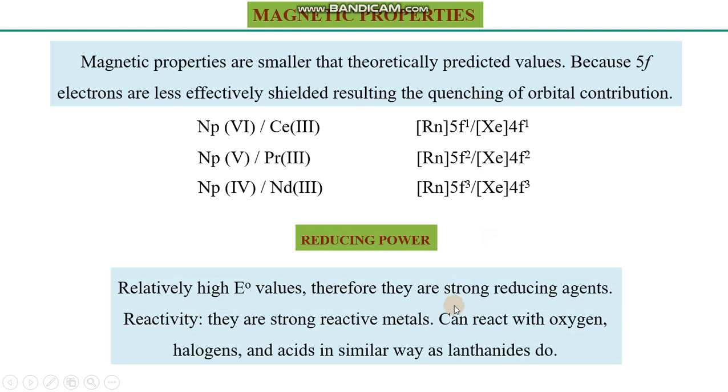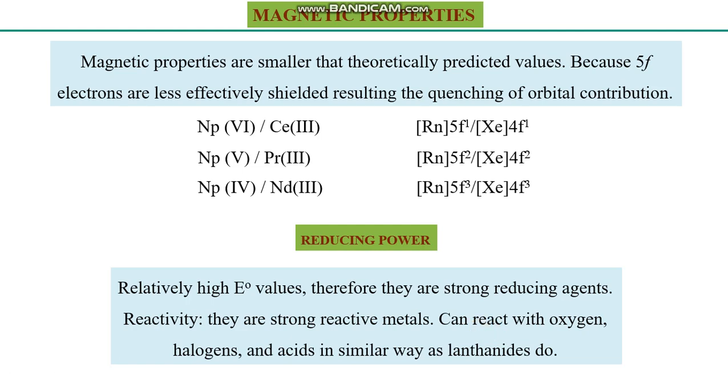Regarding the reducing power of actinides, their electrode potential is relatively high as compared to lanthanides, and whenever the electrode potential values are high, this makes them more reactive, and on the basis of this reactivity they are strong reducing agents as compared to lanthanides. Their reactivity is also high, and on the basis of high reactivity they can react with oxygen, halogens, and some acids in the same way as lanthanides do, but the only difference between the reactivity of lanthanides and actinides would be their rate of reaction. The rate of reaction will be higher in the case of actinides, and the reaction will be slow for the lanthanide series, although the reaction products will be the same if we represent them by a general chemical formula.